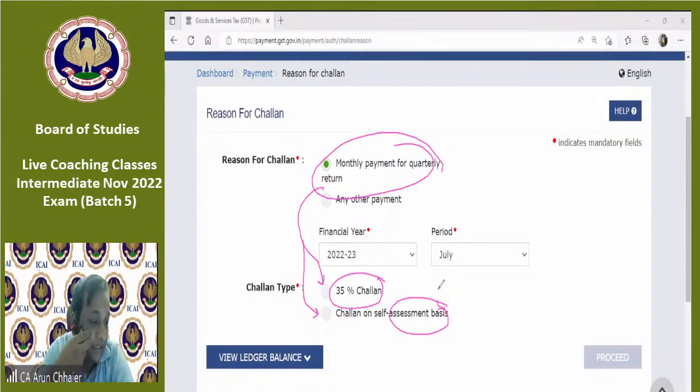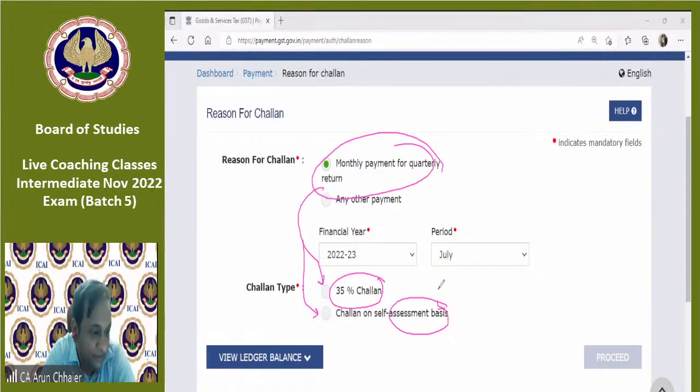For regular, only GSTR 1 and 3B are required to be furnished. Is there some other return also? Shivam, just wait. For annually, there is GSTR 9. Annually, there is one more return, GSTR 9 and 9C, depending upon the turnover. But yes, periodically, there is no other return.